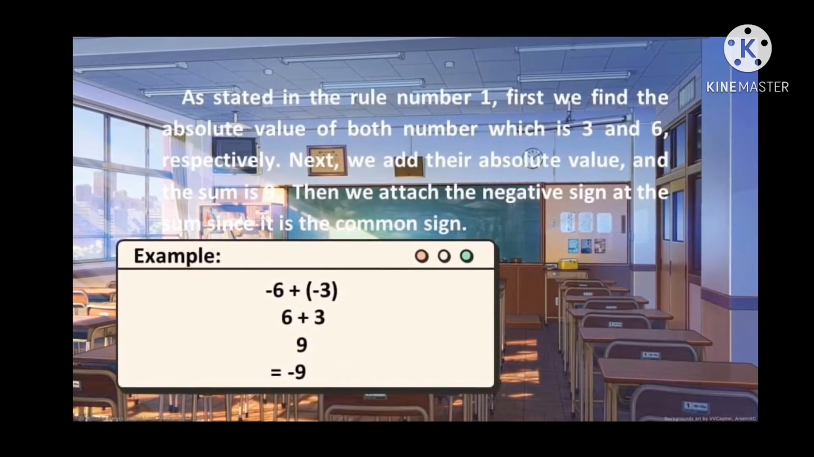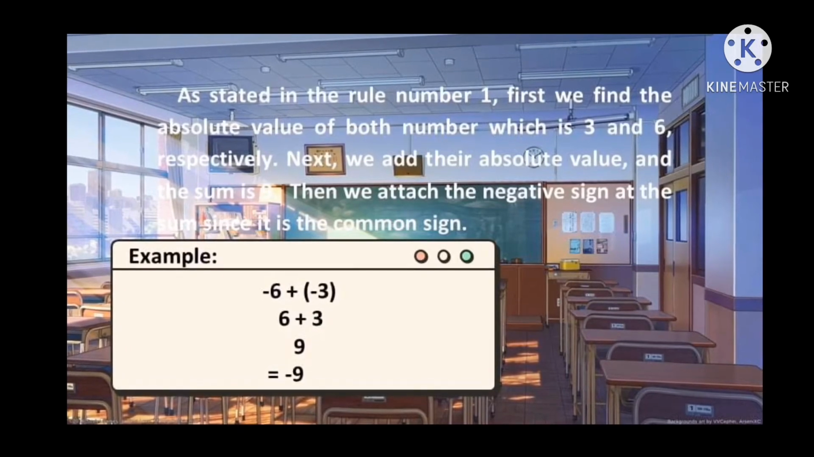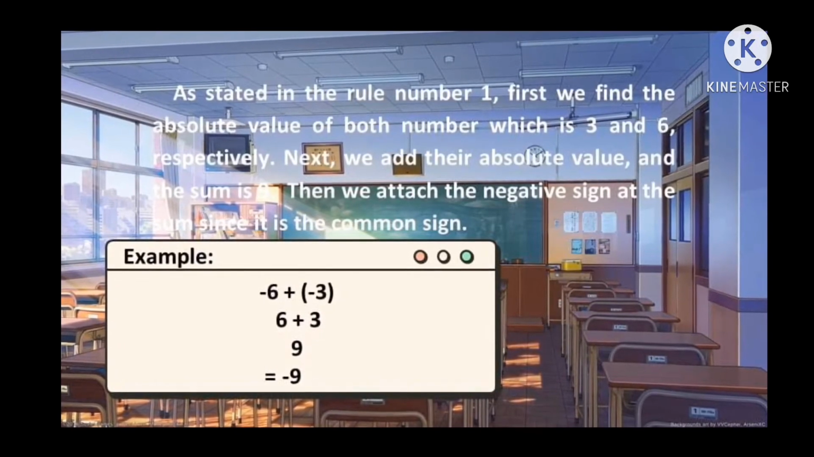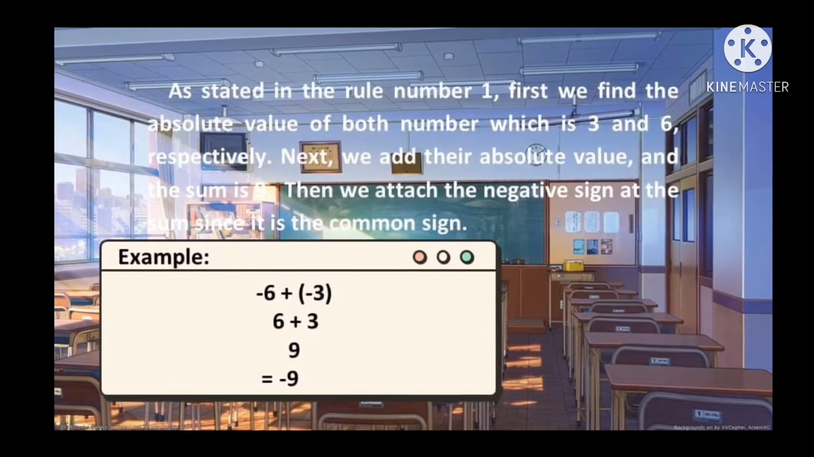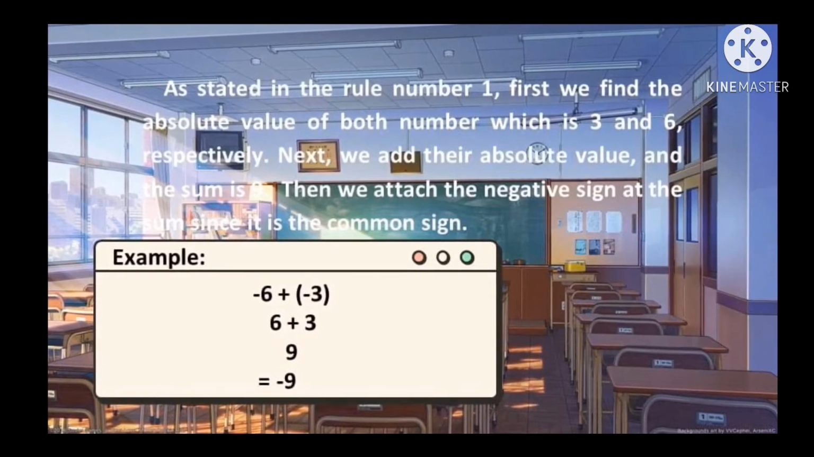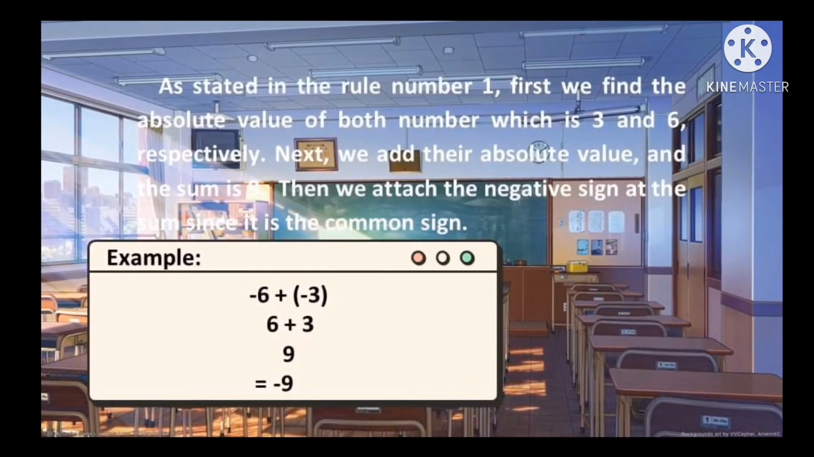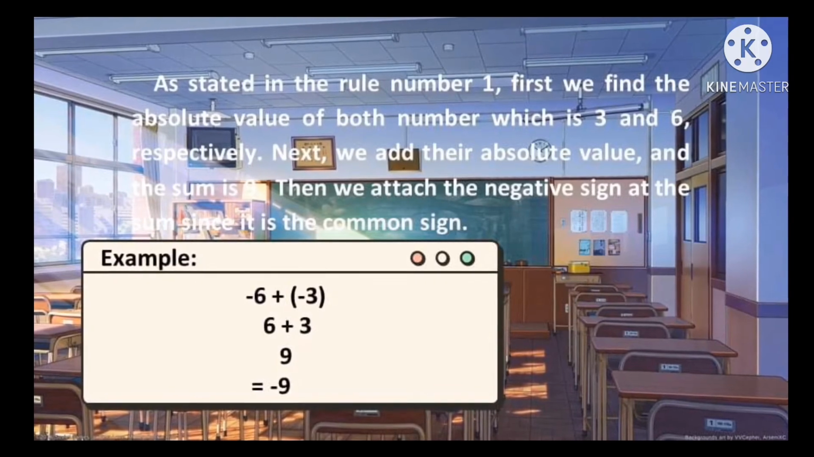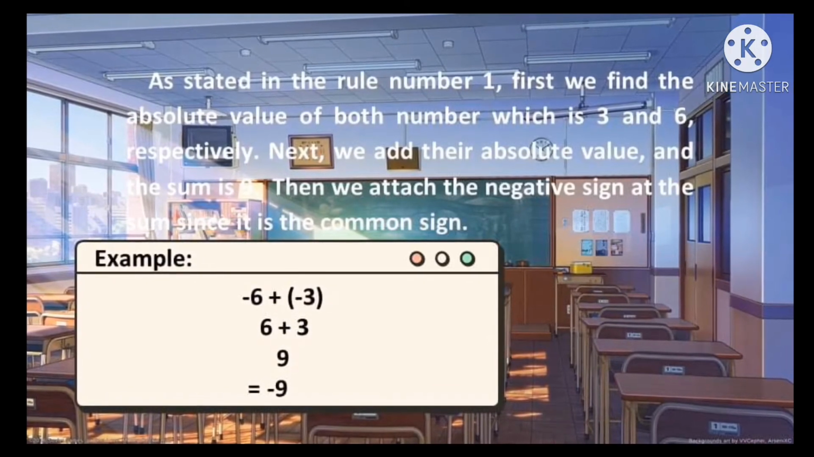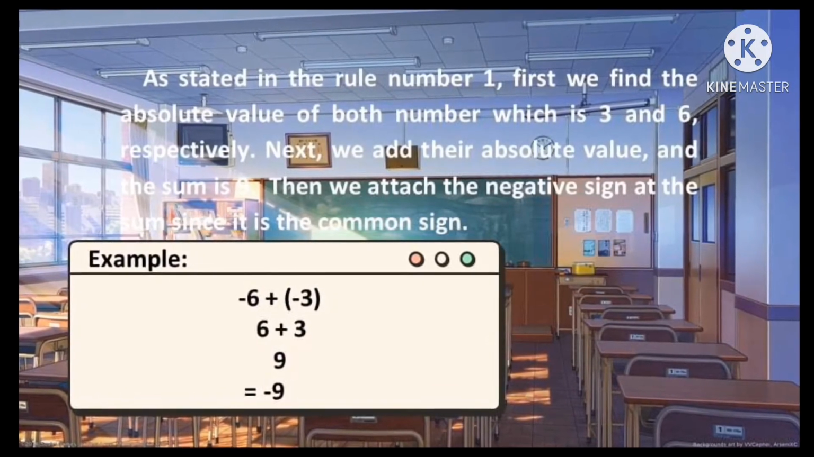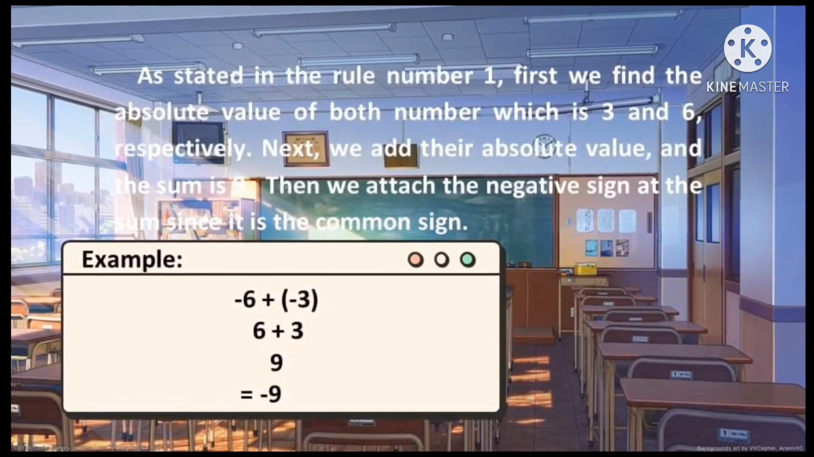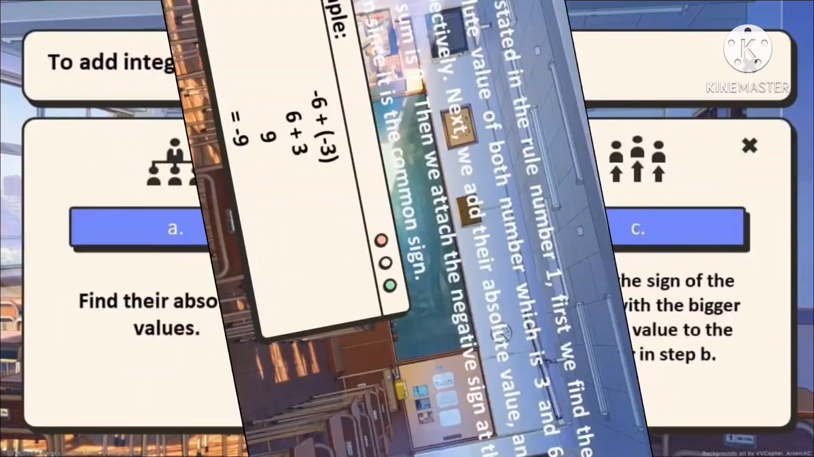As stated in the rule number 1, first we find the absolute value of both numbers, which is 3 and 6 respectively. Next, we add their absolute values and the sum is 9. Then we attach the negative sign to the sum since it is the common sign.